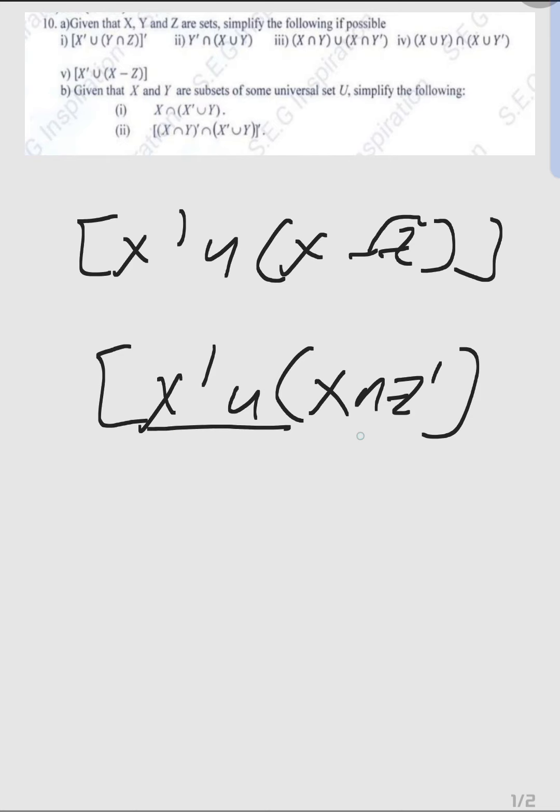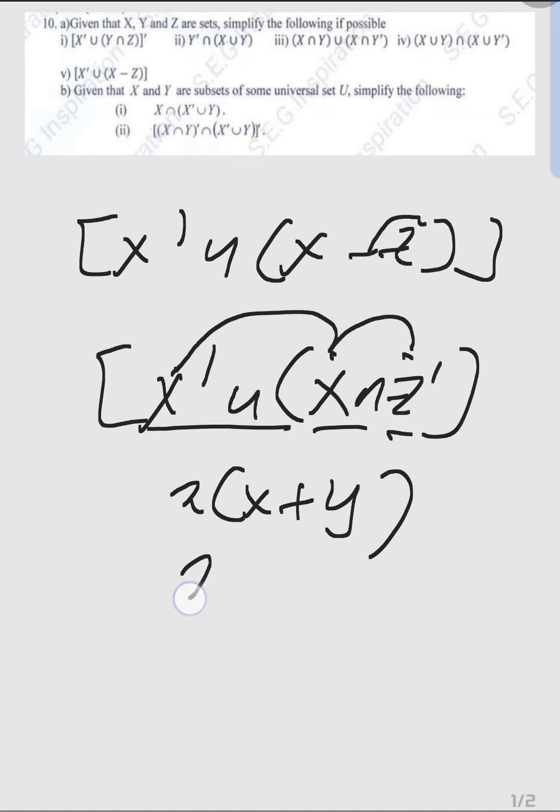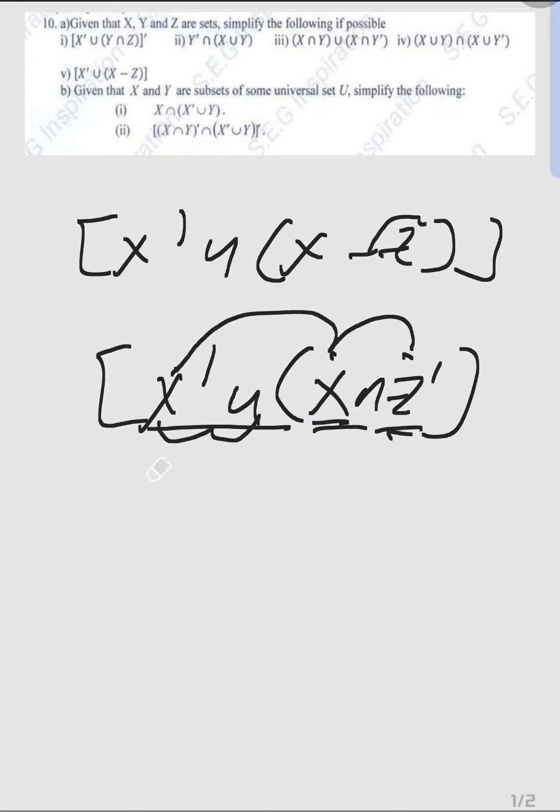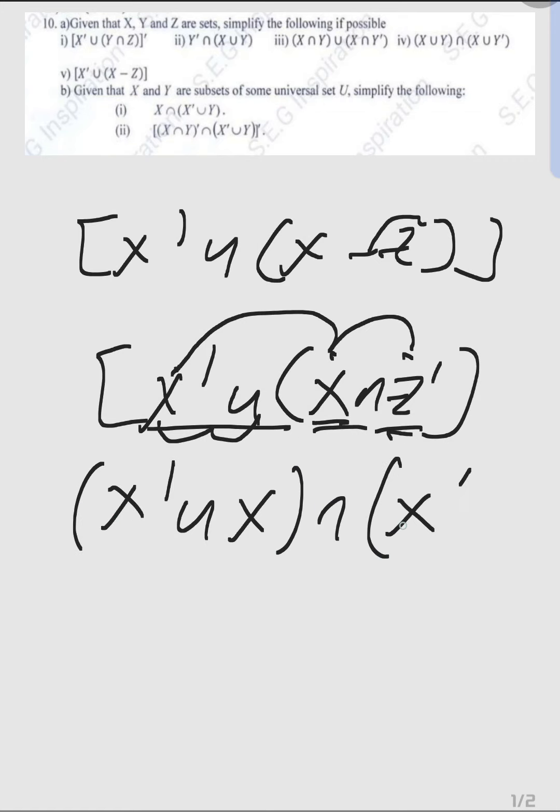Now since we have three sets like this, remember what I said, always remember this junior secondary principle, it's the same as 2x plus 2y, as I'm just showing here. So I'm going to multiply this set with all the terms inside here. So I'm going to multiply x complement union x, and then intersection, again x complement union z complement.